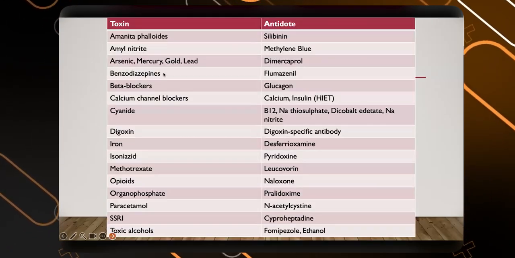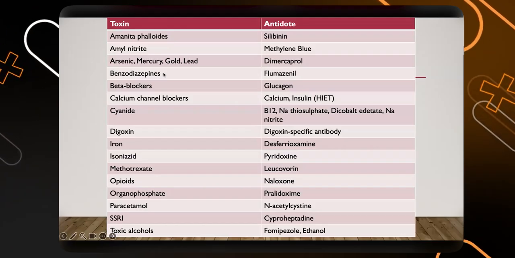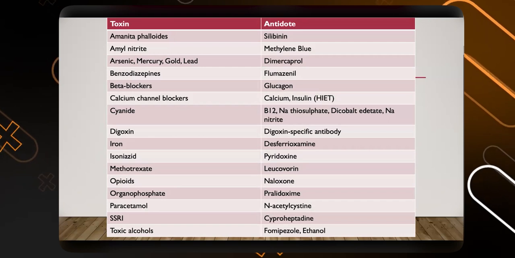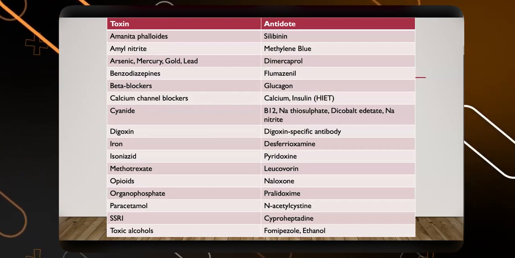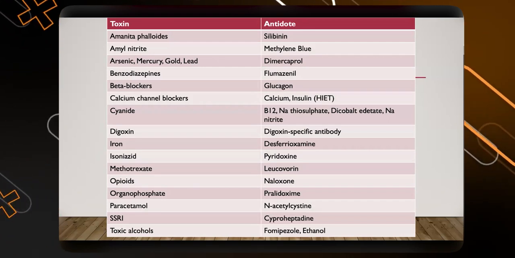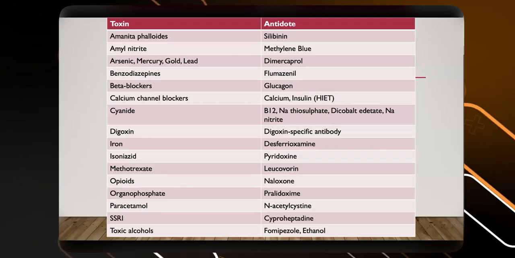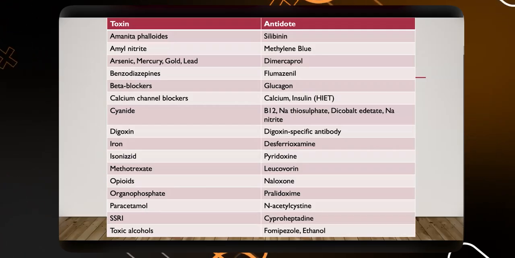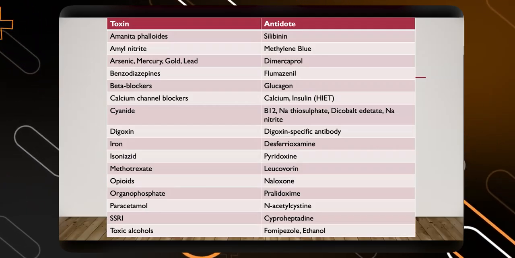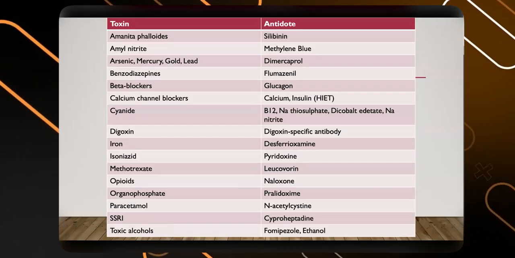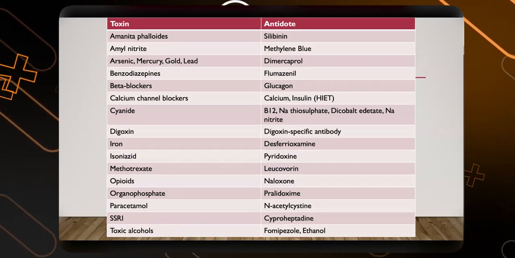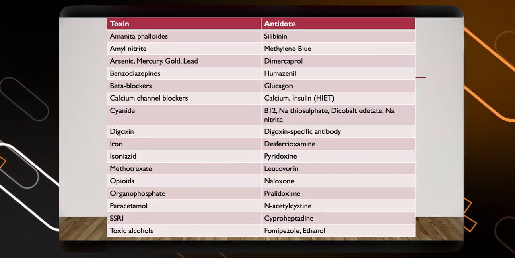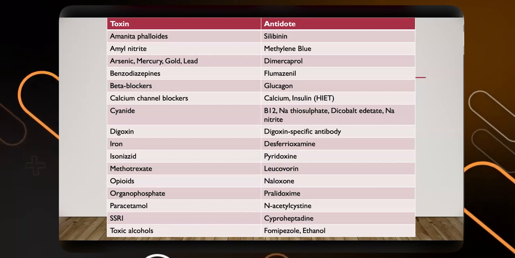Right. Now, specific antidotes for particular toxins. This table contains both the toxins and the antidotes, starting with amatoxins, which is typically mushrooms, and the antidote is silibinin. Amyl nitrite is methylene blue. Arsenic, mercury, gold, and lead is dimercaprol. Benzodiazepine, the antagonist, is flumazenil. Beta blockers, it's glucagon. Calcium channel blockers, calcium and insulin, which is HIET, which I'll cover separately as I go along. It's an important topic in itself.